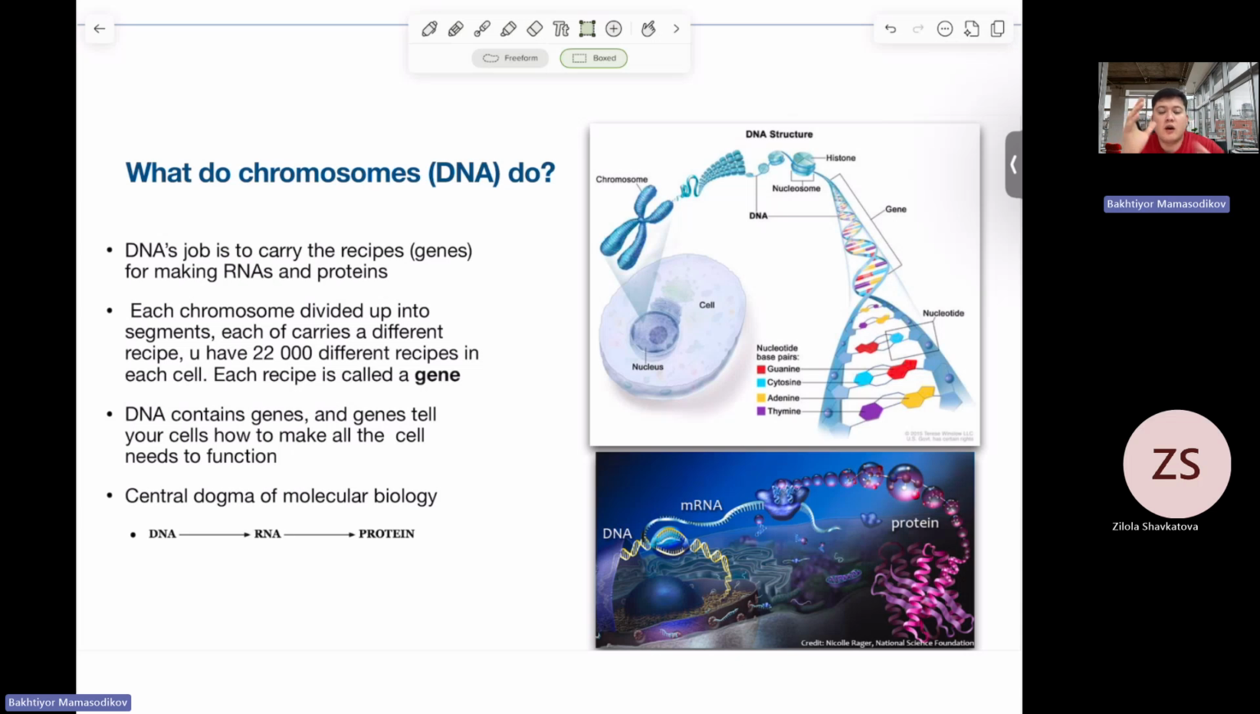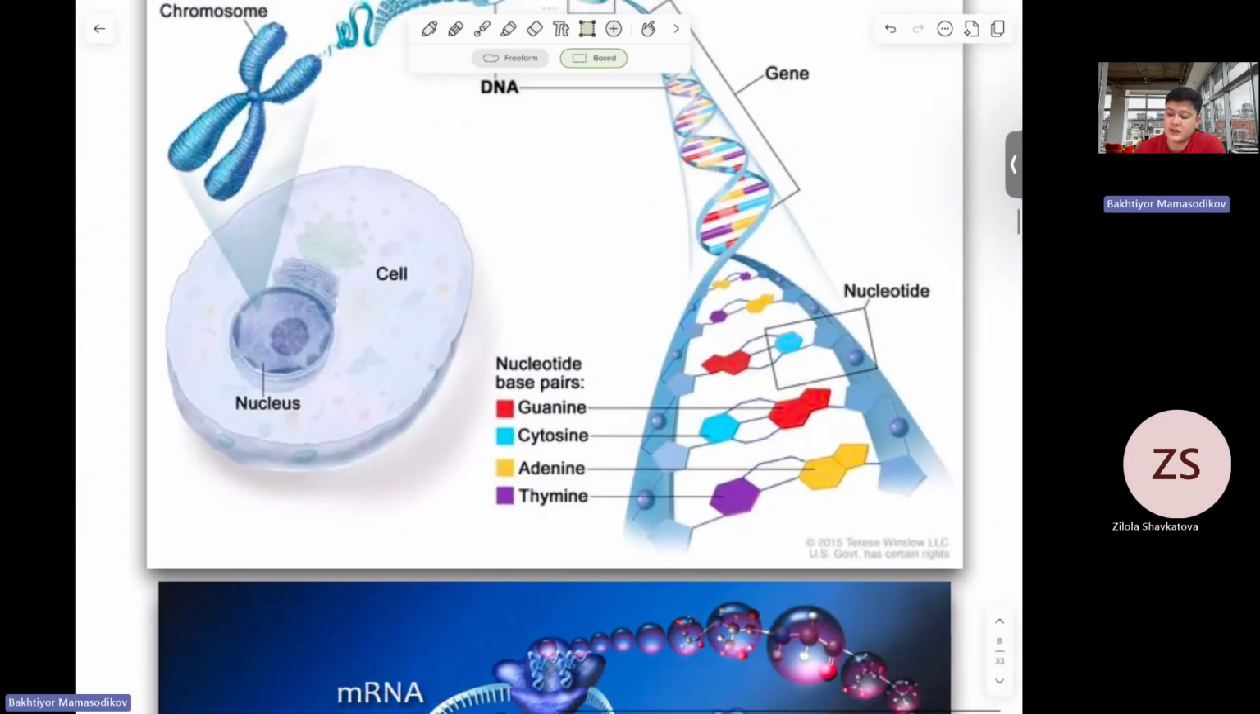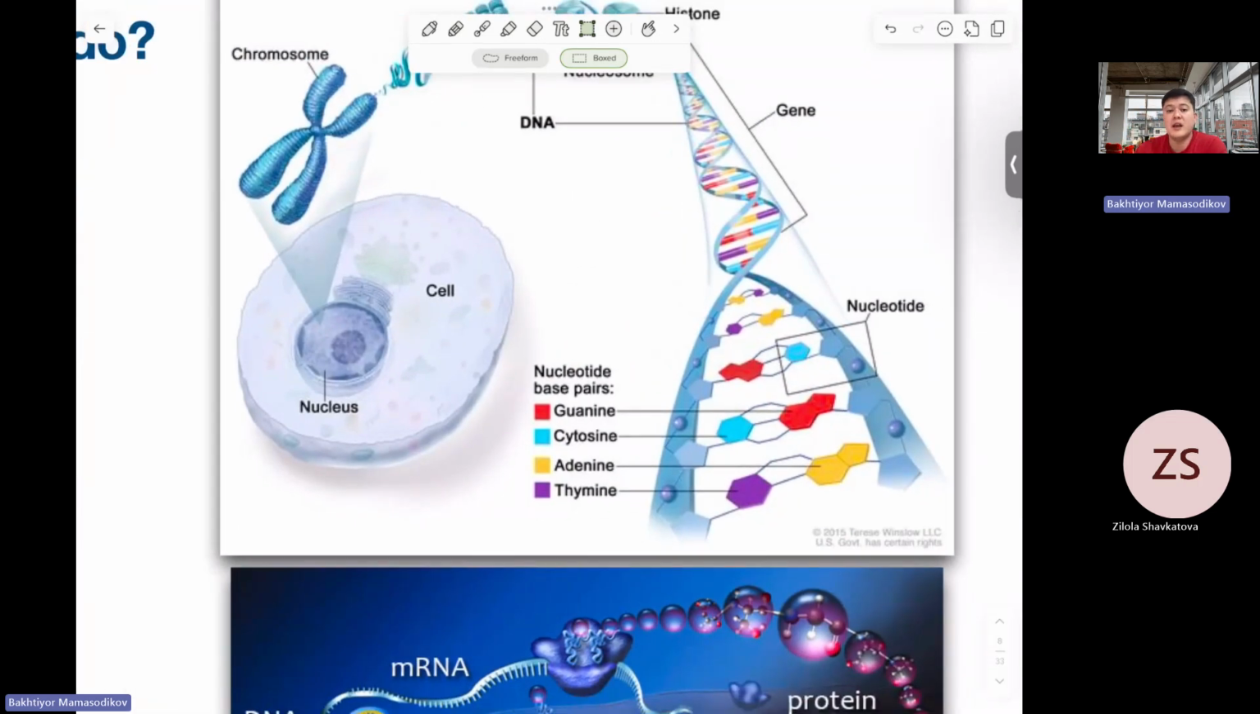Okay, step one, what's going to happen? The DNA is a long molecule shaped like a twisted ladder. Here you can see the DNA molecule. It's made of four letters: A, T, C, G. A means adenine, T means thymine, C means cytosine, and G means guanine. These letters pair like best friends. Adenine is going to pair with thymine, and guanine is going to pair with cytosine, right?